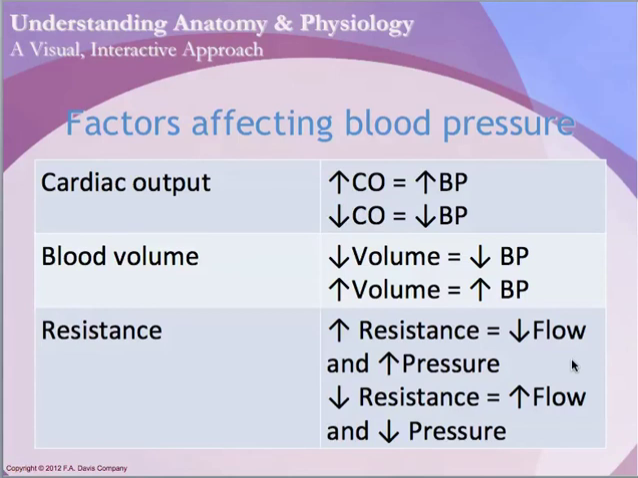So we have increased resistance equals decreased flow and increased pressure. That means if a vein or an artery is constricting and getting smaller and smaller, we have more and more resistance. We're going to have higher and higher pressure. And the opposite will happen if we have decreased resistance. We're going to have decreased pressure.